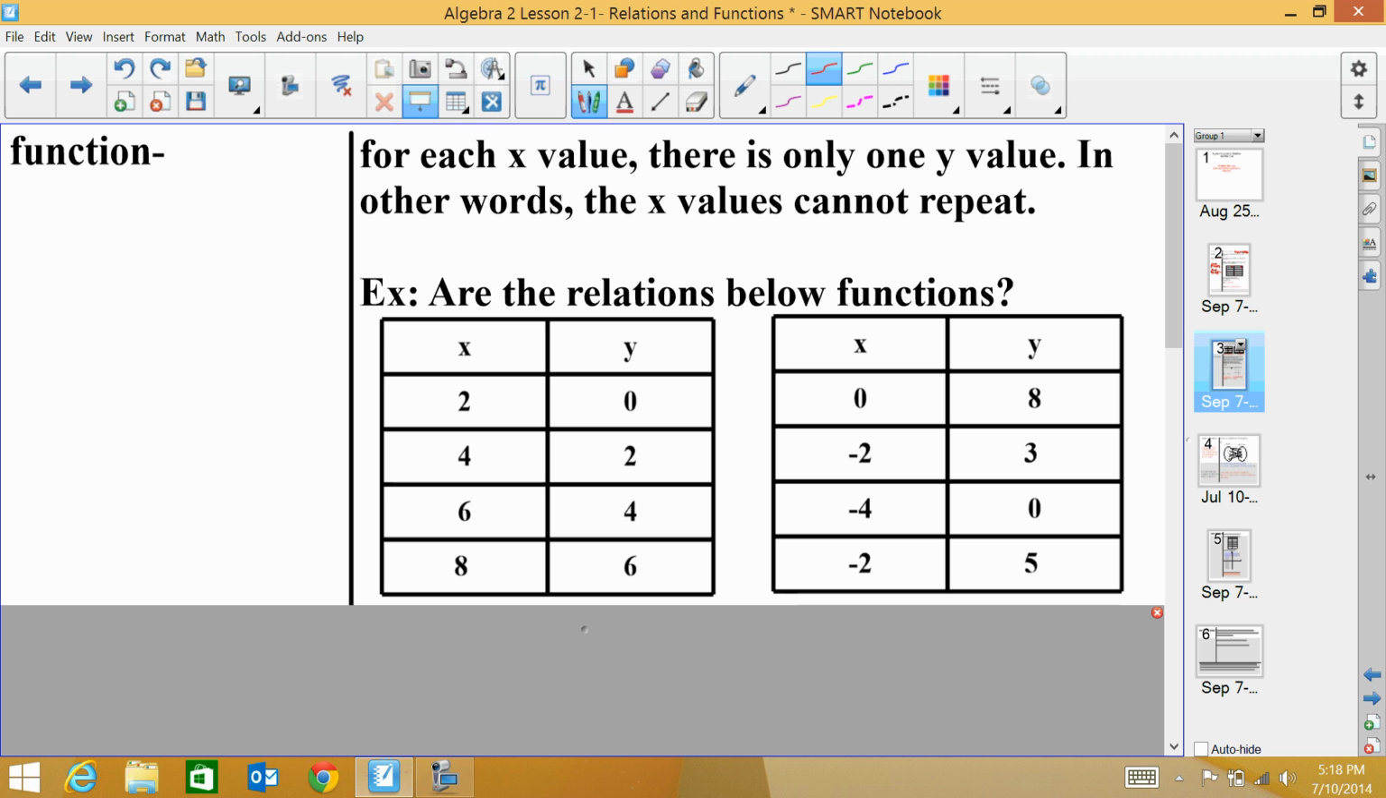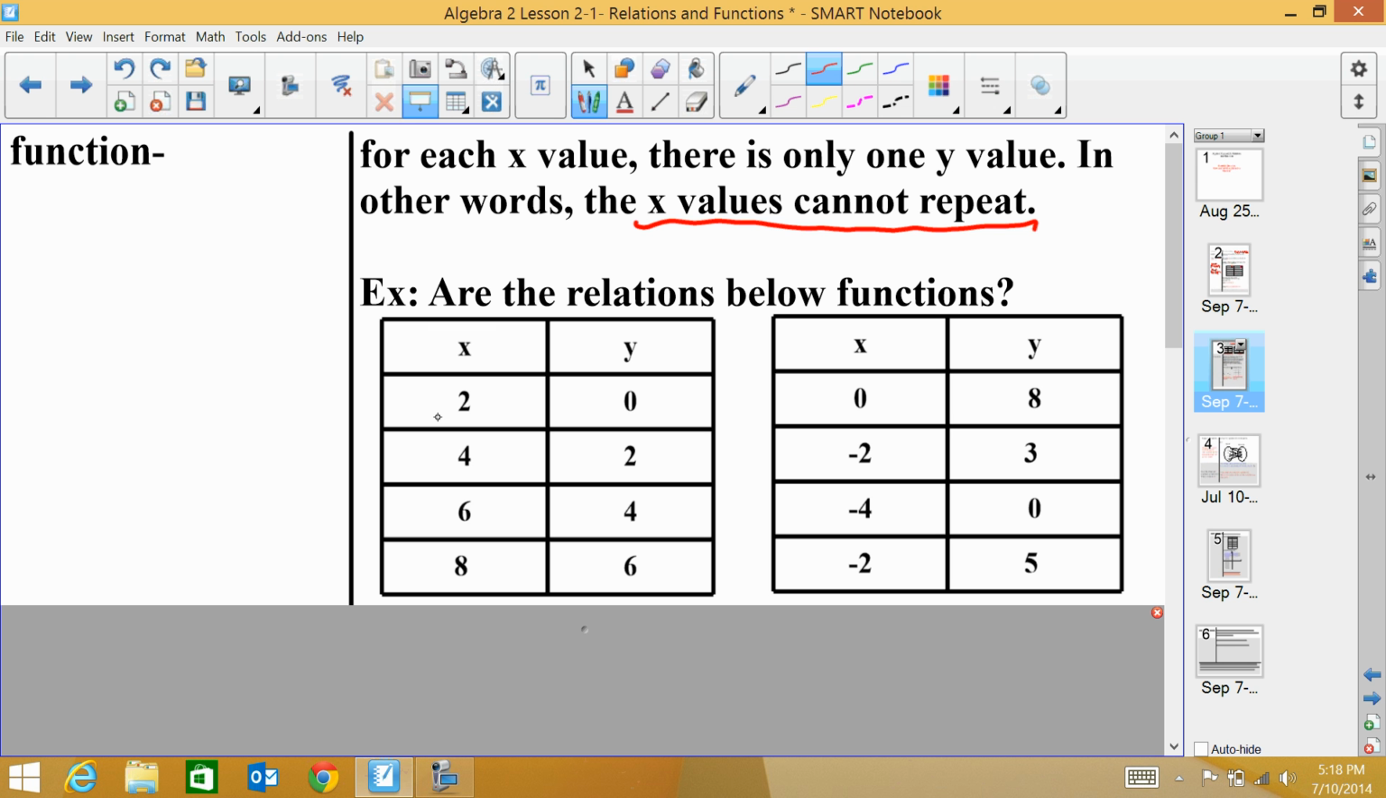Now if it's a function, for every value that we plug in, there should only be one value that comes out. So for each x value, there's only one y value. In other words, basically the x values cannot repeat. That's really, really important. So we have some charts below, and they want to know, are the relations below functions?